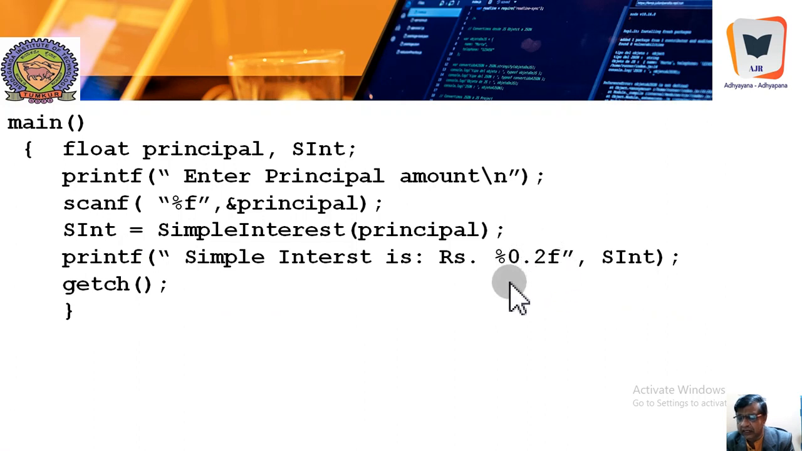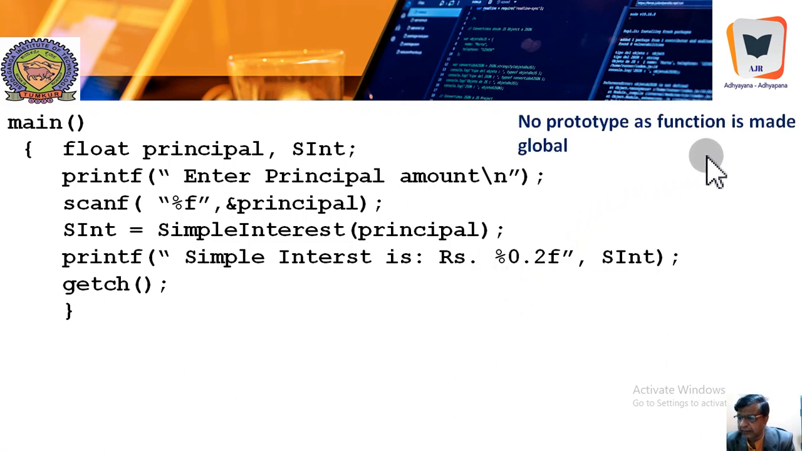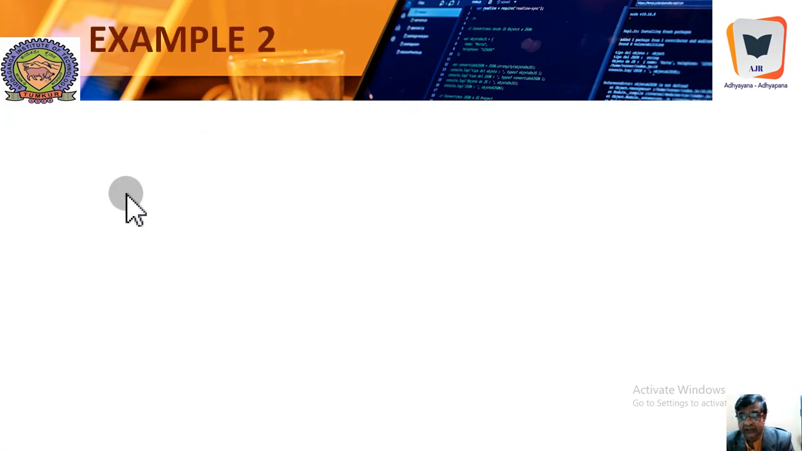And here you can notice some kind of formatting is done. How this should work is defined in iomanip, and whatever value comes through as simple interest will be cut short to 2 decimal places of accuracy. No prototype, as the function is made global. And argument passing: this is the argument, and when it is defined at the definition stage, it will become a parameter, formal parameter, dummy parameter, or an alias.